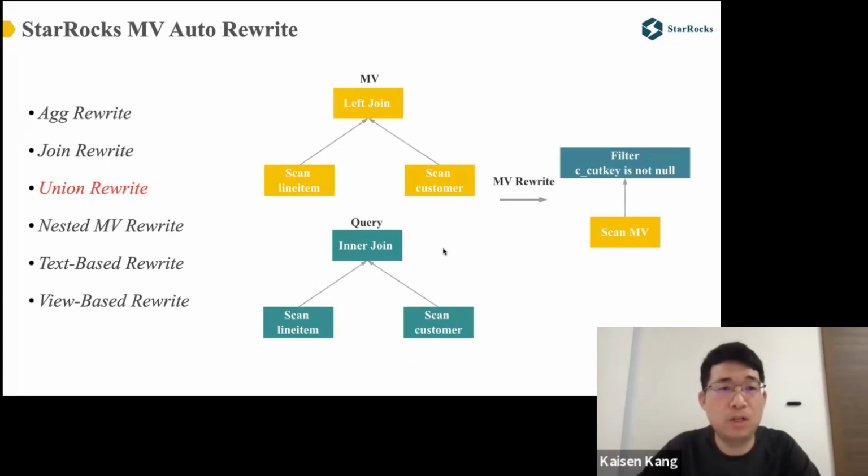StarRocks currently supports automatic materialized view rewrite across a wide range of scenarios, including aggregation rewrite, join rewrite, union rewrite, nested MV rewrite, text-based rewrite for complex SQL queries, and view-based rewrite for SQL with views. Today, we will focus on the union rewrite.